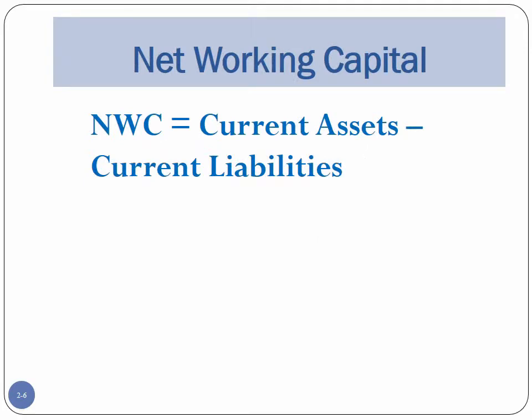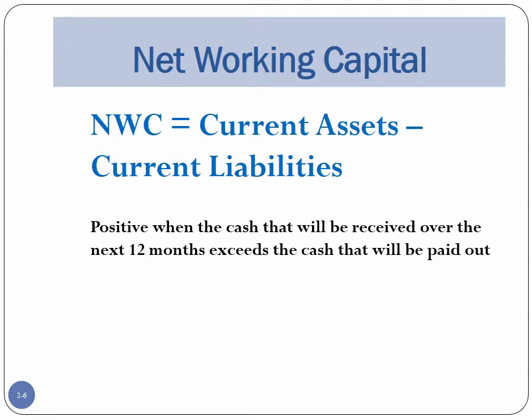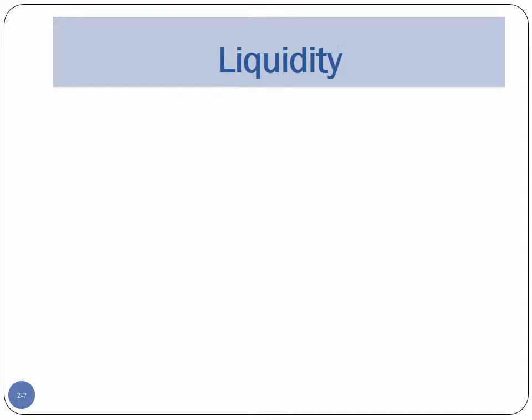Net working capital, another term, is current assets minus current liabilities. Net working capital is positive when the cash that will be received over the next 12 months exceeds the cash that will be paid out. That's usually positive in a financially healthy firm. Firms that have negative net working capital over long periods are usually bankrupt within 2 to 3 years.